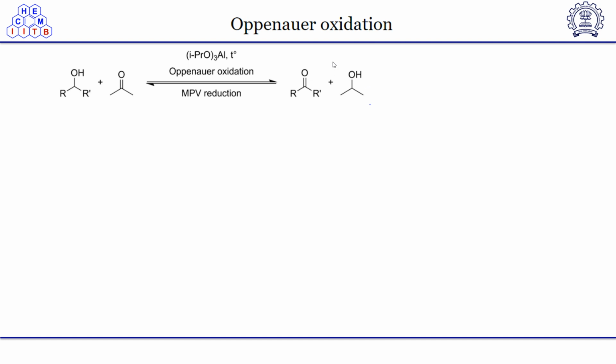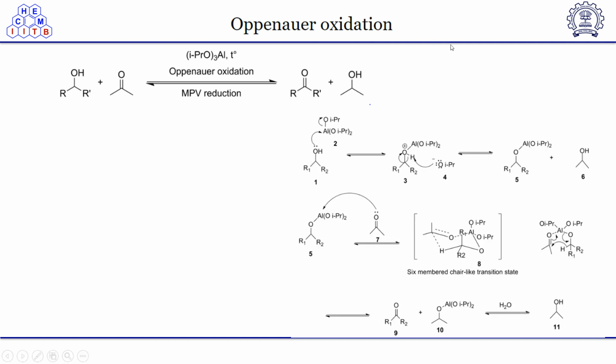So the mechanism of this oxidation is like this. First, the hydroxyl of this alcohol coordinates with the aluminium, and one of the isopropoxides is eliminated, and compound 3 is formed. Then this isopropoxide ion abstracts the proton of this alcohol to form compound 5, and the resulting byproduct is isopropanol.